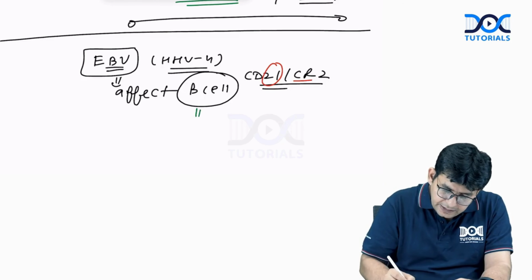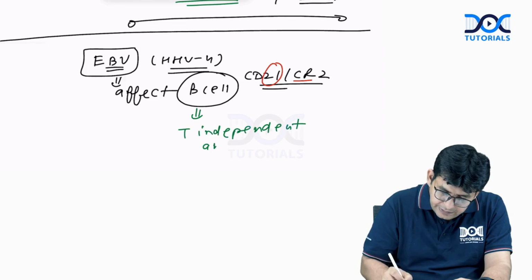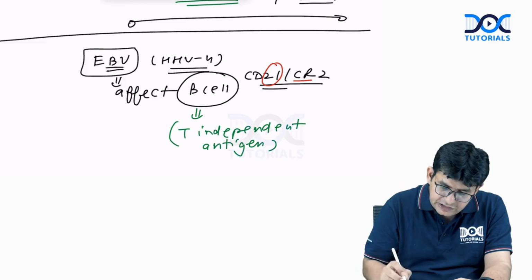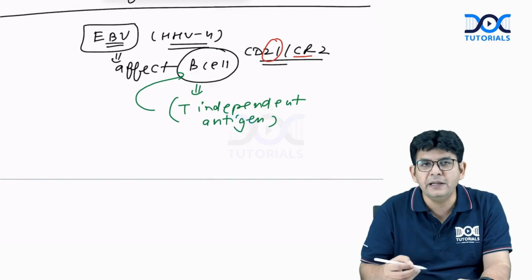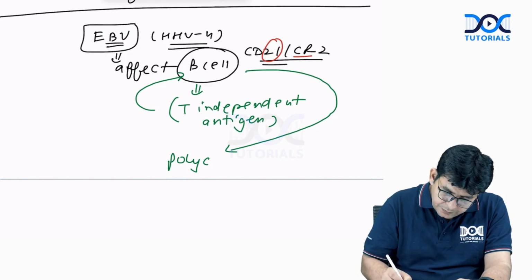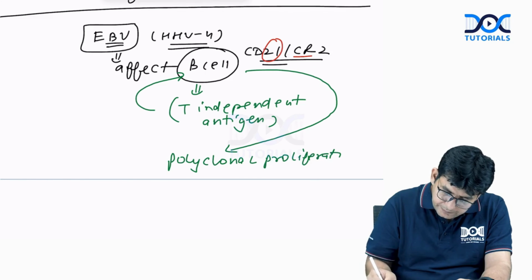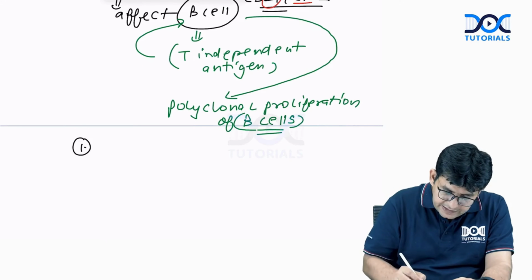Now, that particular virus behaves like a T independent antigen. It directly acts on the B cells and leads to polyclonal proliferation. It directly acts and leads to what, guys? Polyclonal proliferation of B cells. And that is the cancer. Now, various cancers.